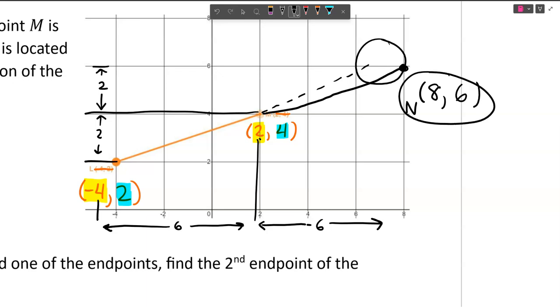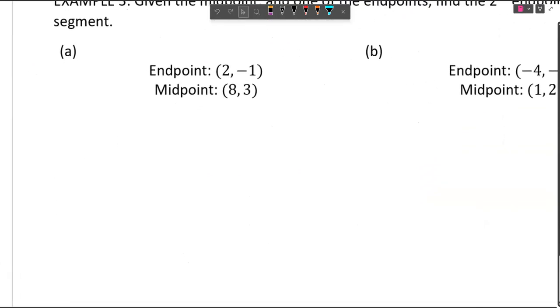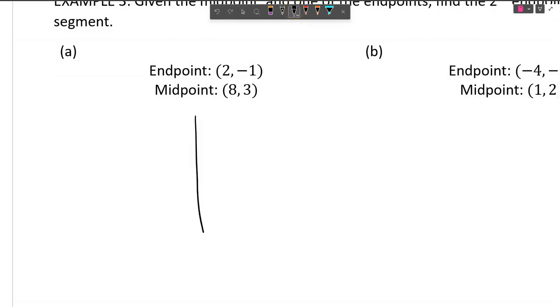So let's look at this. If we don't have a picture already made for us like this, how would we accomplish something like this? So I have 2 examples down below. Let's try them out, all right? If you want to try to do this visually like I did, then we certainly can do that. So, for example, this could be a very, very quick sketch. So 2, -1 is going to be somewhere in there. There's my endpoint. My other point is the midpoint, 8, 3. That's going to be somewhere around here.